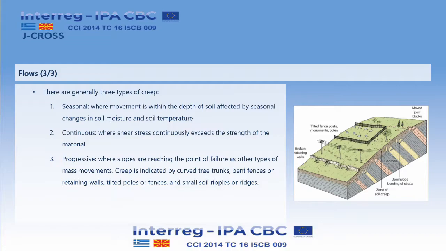Creep is indicated by curved tree trunks, bent fences or retaining walls, tilted poles or fences, and small soil ripples or ridges.